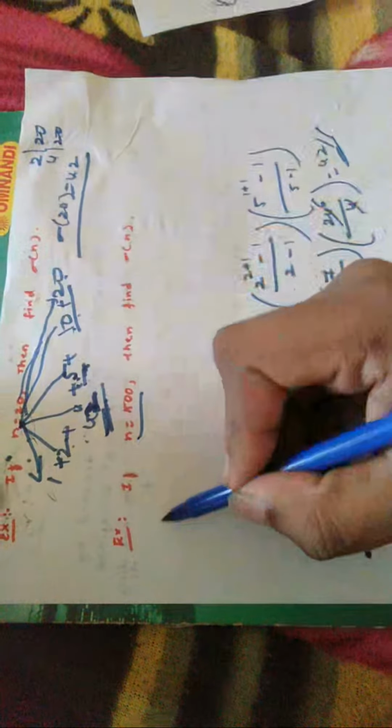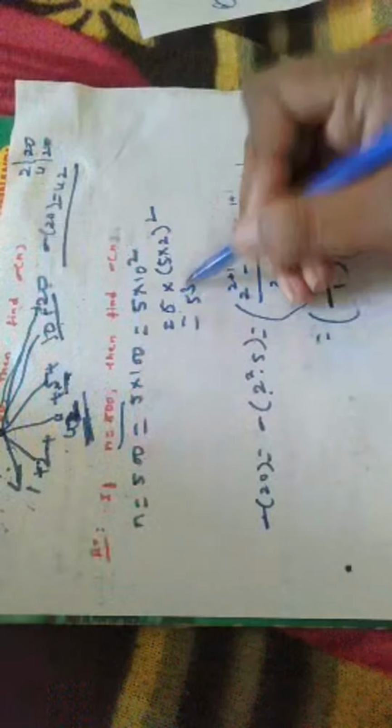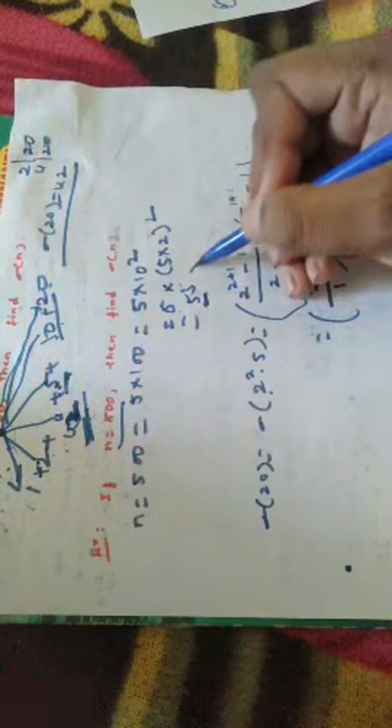We express n, here 500, as 5 into 100. Yes or no? That means 5 into 10 square. We can write 10 as 2 into 5, so 5 into (2 into 5) whole square. We can write it like this also. And we get 5 cube, because here 5 is there, here 5 square is there. We get 5 cube into 2 square.